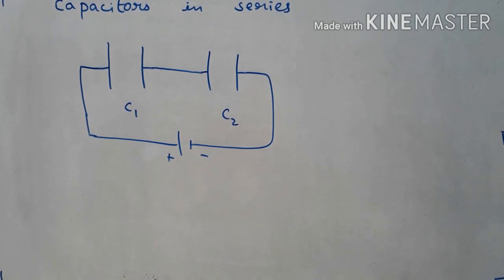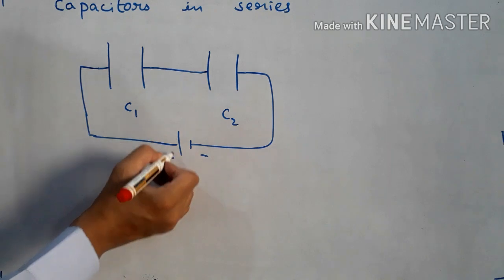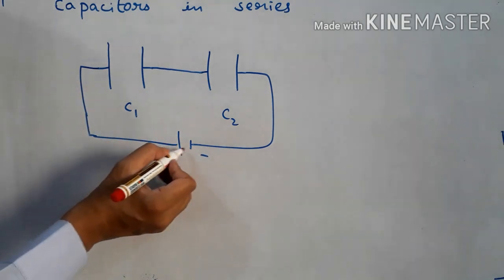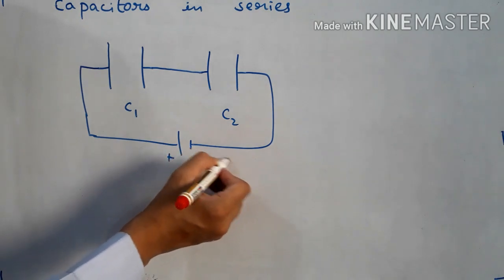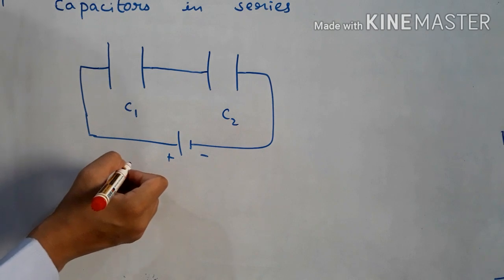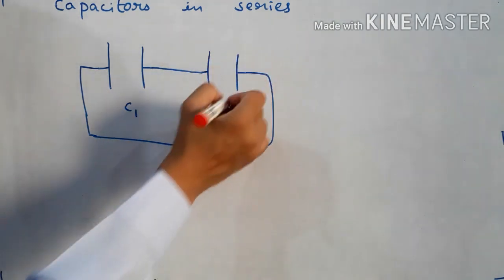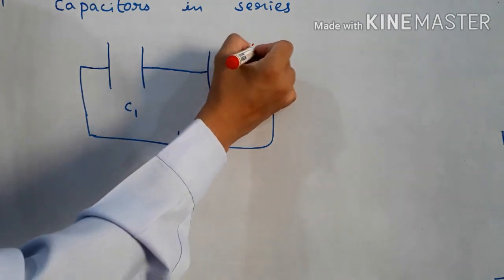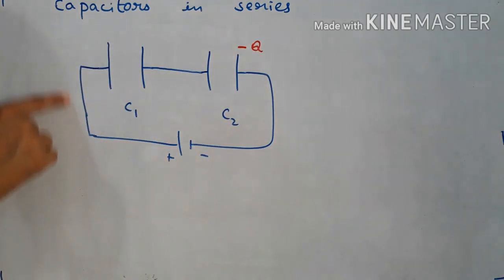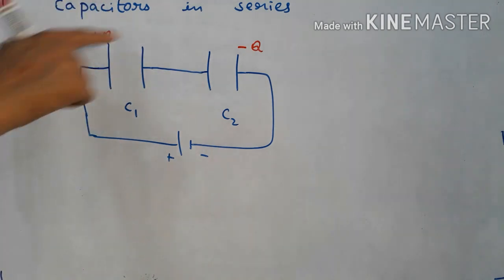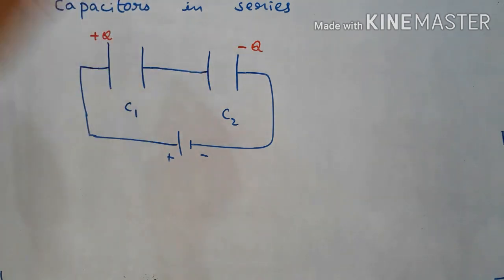The instant we connect a battery, now this battery has this positive and this negative terminals. It will send some negative charge and it will send some positive charge. So this plate, right plate of capacitor C2 will develop some negative charge, say minus Q, and likewise this will attain some charge, say plus Q. The magnitudes will be same because they are connected by the same battery.